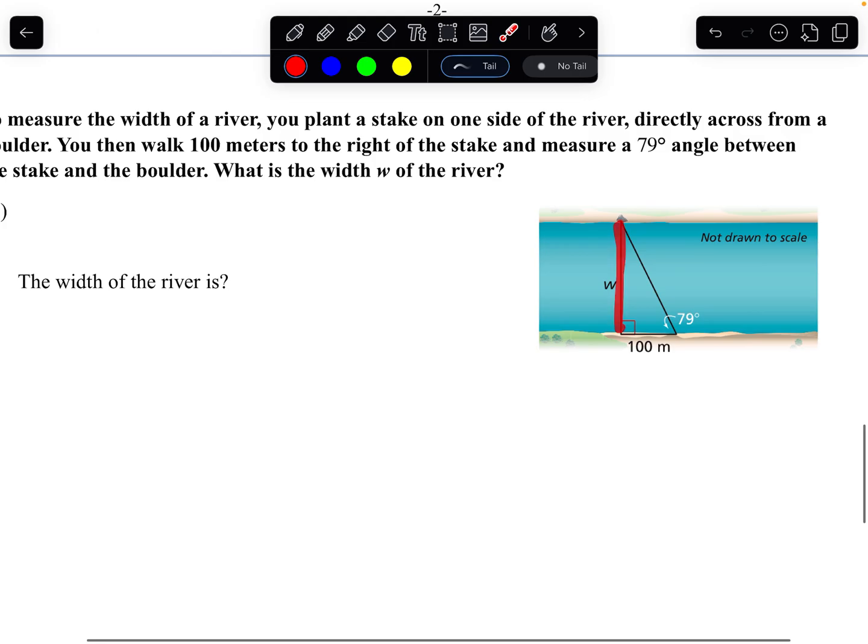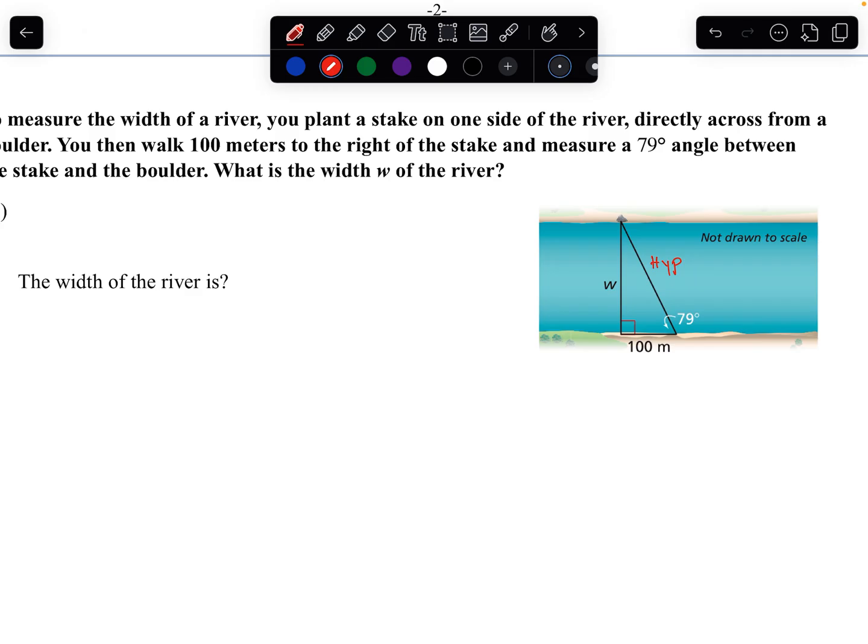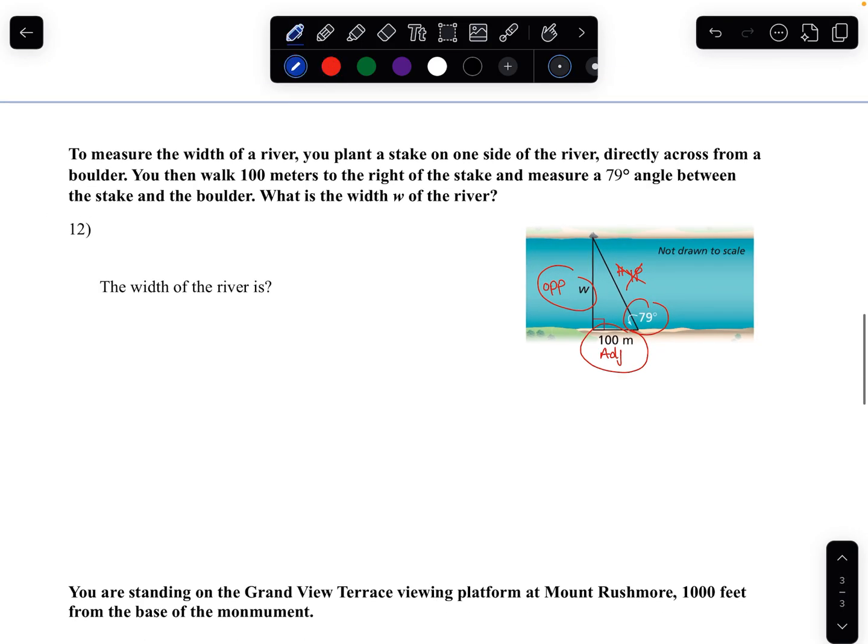So you don't know the hypotenuse side. This is the hypotenuse. You want to find the opposite side, and you have the adjacent side. So you have this angle with these sides right here. You don't want to use the hypotenuse. So I think we want to use tangent. So if I use tangent of 79 degrees, that's going to be equal to W over 100. So W will be equal to 100 times tangent of 79 degrees.